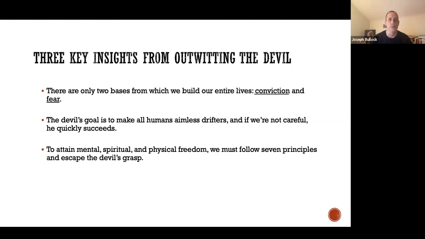The devil's goal is to make all humans like aimless drifters. And if we're not careful, he quickly succeeds. To attain the mental, spiritual, and physical freedom, we must follow the 7 principles that we're going to go over. But I do want to go over what a drifter is. That's an important part of the book. It's someone that has a lack of clarity in their life, a lack of goals, doesn't have an aim. And so they're just drifting through life, and they're susceptible to many different things.